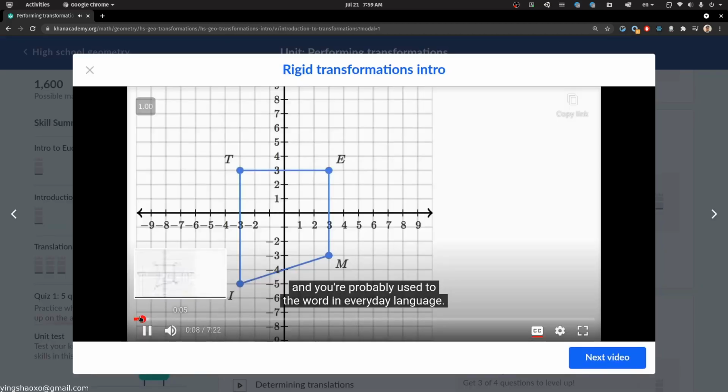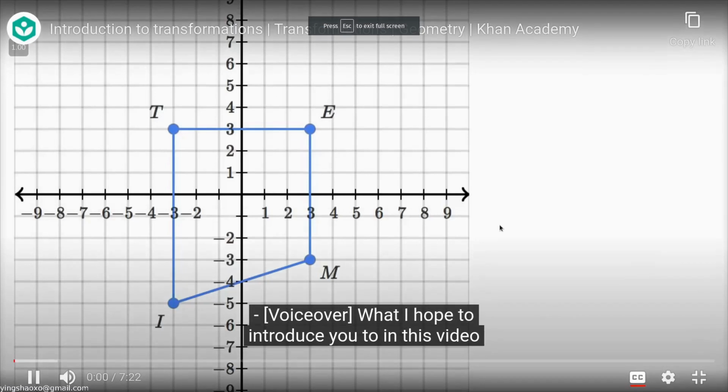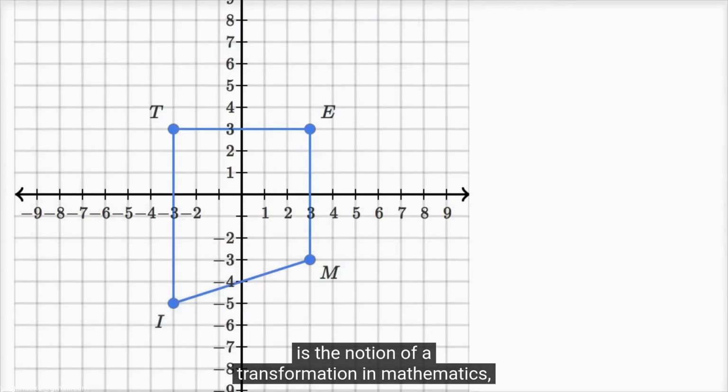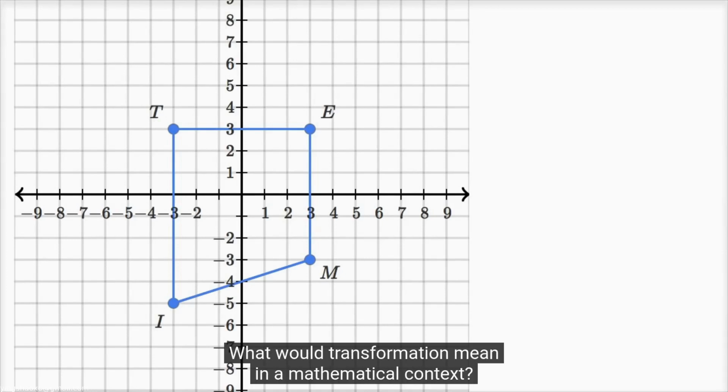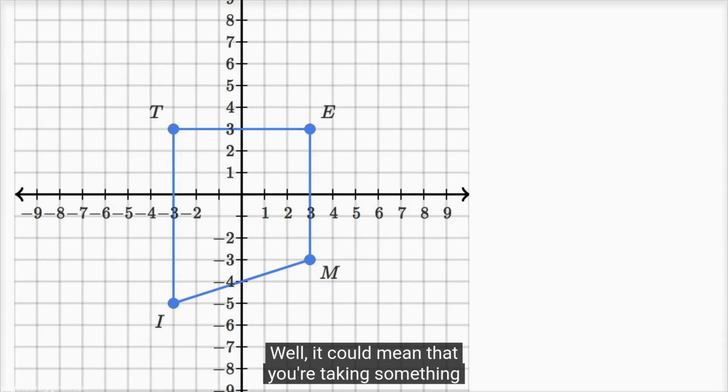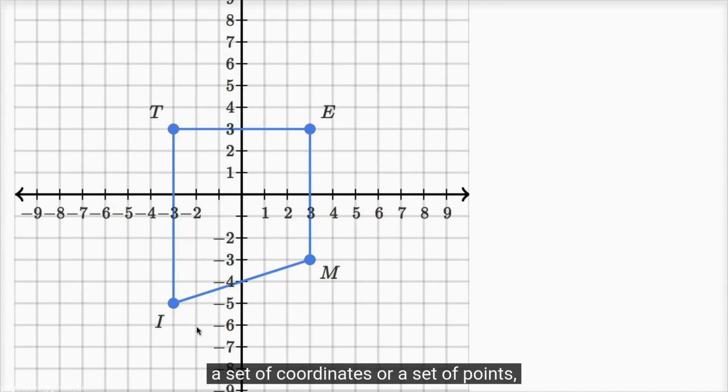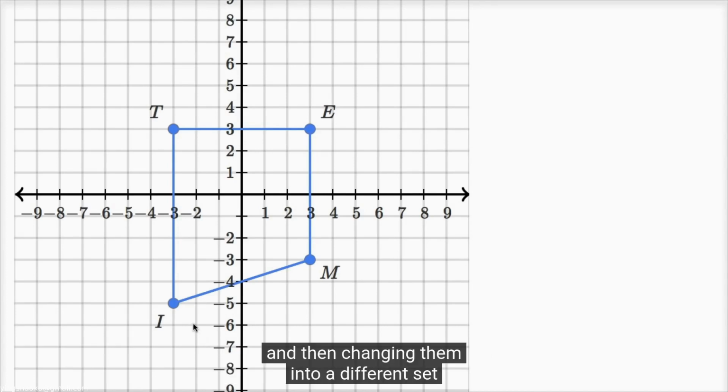You're probably used to the word in everyday language. What I hope to introduce you to in this video is the notion of a transformation in mathematics. Transformation means something is changing. It's transforming from one thing to another. So what would transformation mean in a mathematical context? Well, it could mean that you're taking something mathematical and changing it into something else mathematical, and that's exactly what it is. It's talking about taking a set of coordinates or a set of points and then changing them into a different set of coordinates or a different set of points.